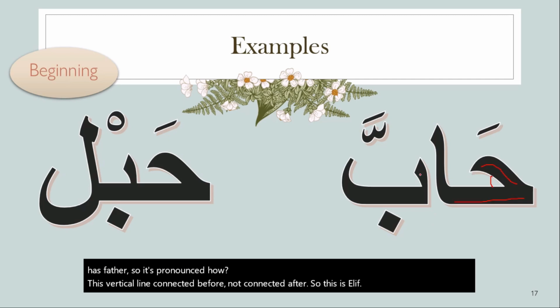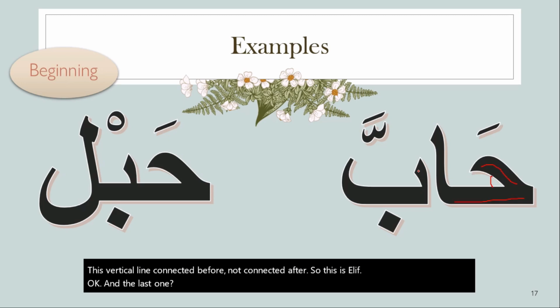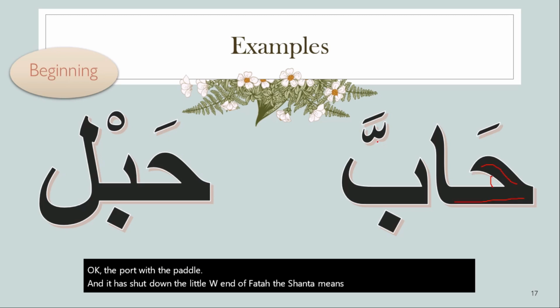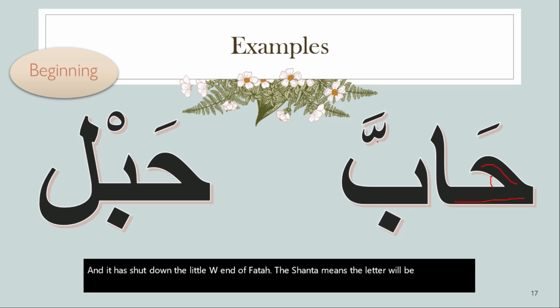And the last one here, it's the boat with the paddle, so this is ba. And it has shadda, the little w, and fatha. The shadda means the letter will be pronounced doubled, so we will pronounce ba two times, like Italian, with the fatha above. So it would be ba, but doubled.